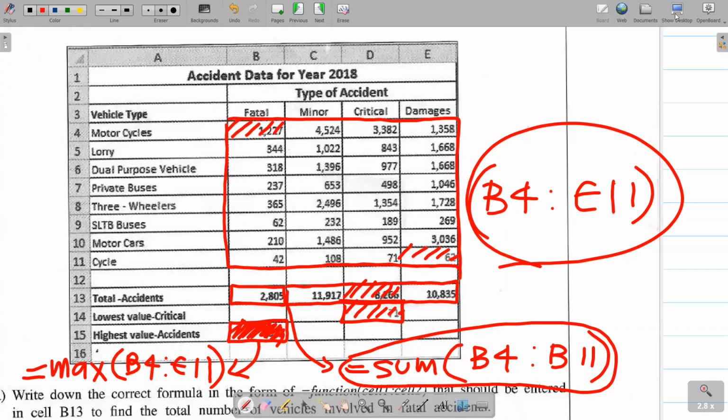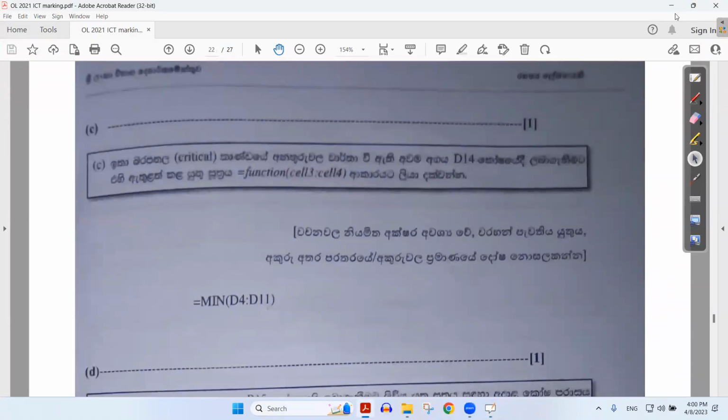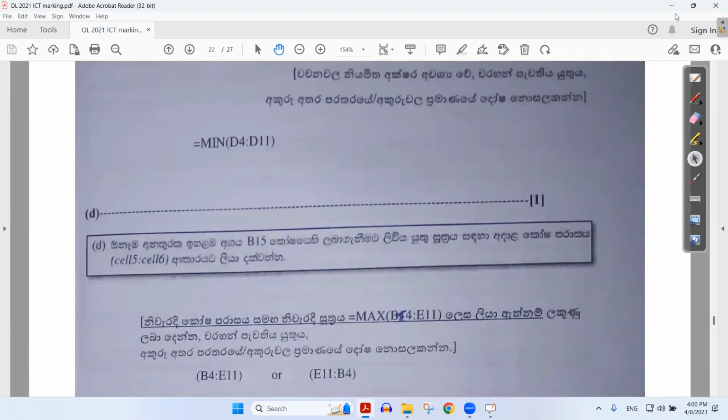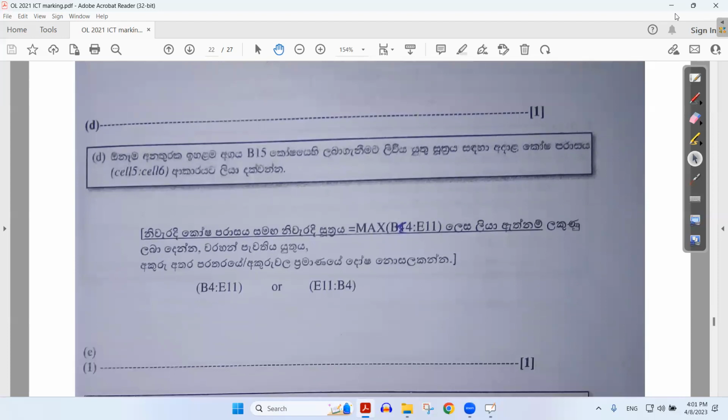Right, so let's cross check. There you go. For part C, it is equal min B4 colon B11. For part D, it is either B4 colon 11 or 11 colon B4. Any of the ways that you can go. Even they have given the marks if you have written the max function as well. 1 mark for each and every part from A to D.